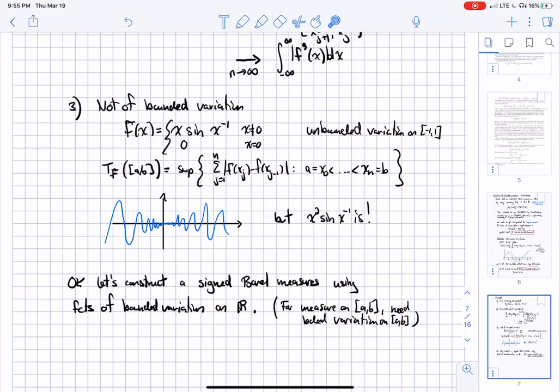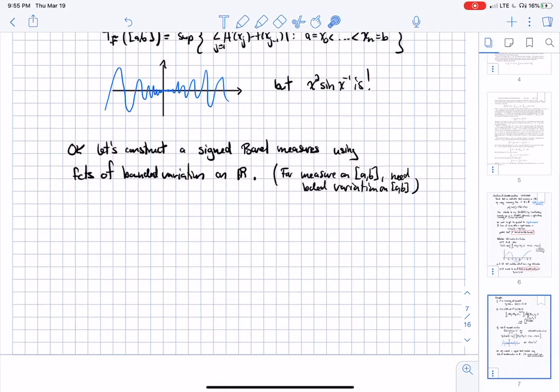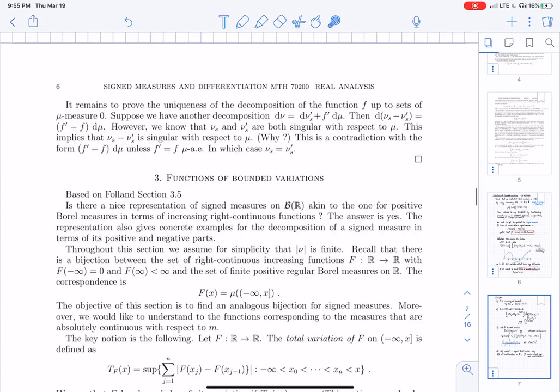What happens here is that as you approach 0, you still oscillate quite a bit. Now it decays because of the x as you approach 0, but that's not enough. Interestingly, and I'll do that in the example, if you take x squared here, so you have a faster decay at 0, then you have bounded variation. All right, so that's 4 examples in the definition. Now let's construct a signed Borel measure using this.